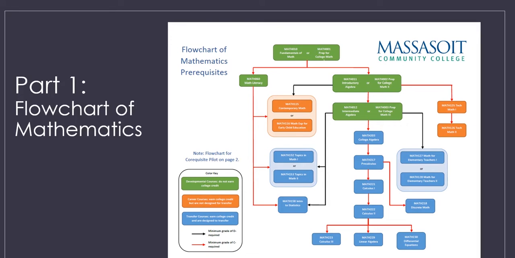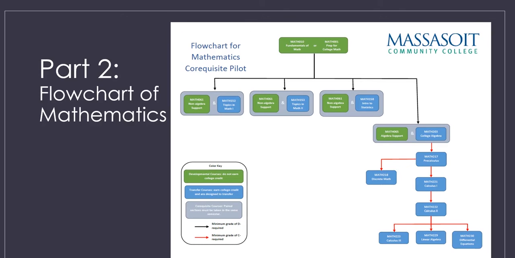I've included these flow charts here, and they're a little small when you're looking at them on the screen, but it really gives you a good idea of your math flow chart. So the green courses are developmental courses, not earning college credit. The orange courses are going to be career courses. They're not designed for transfer. And then we have the transfer courses, but even under the transfer courses, you can see how there are many, many, many different arrows and pathways. And this is only the first page.